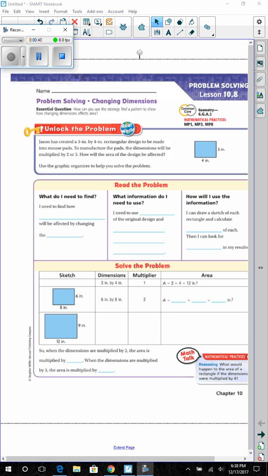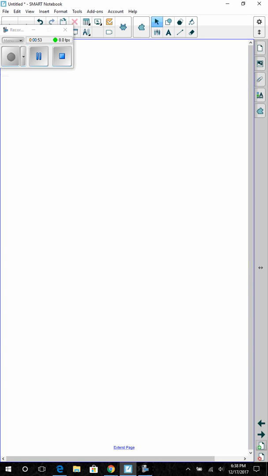Read the problem. What do I need to find? I need to find the area of the design. So add a page.